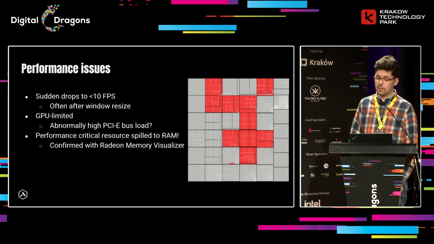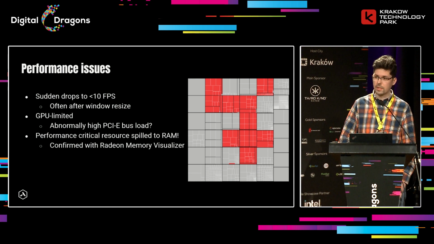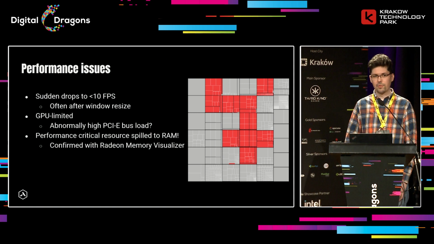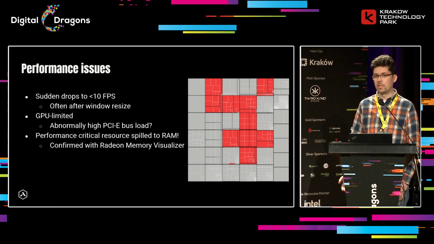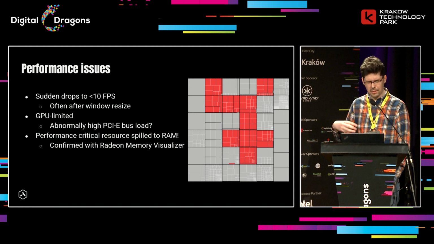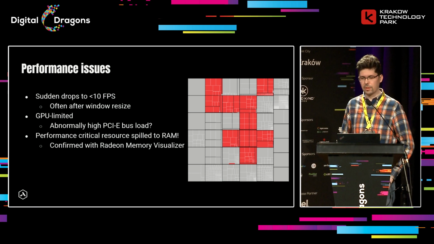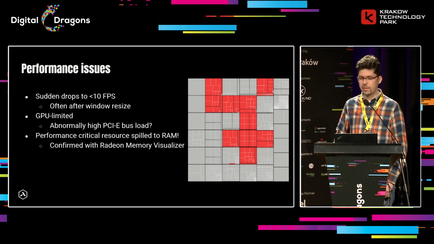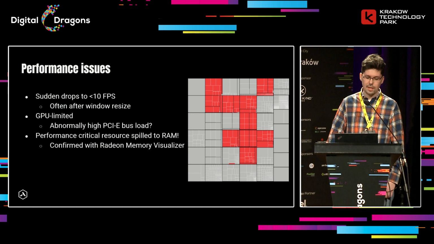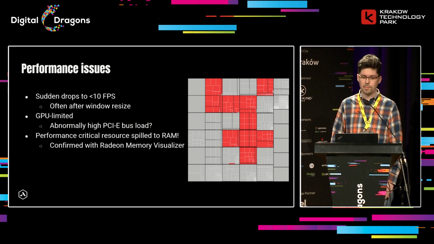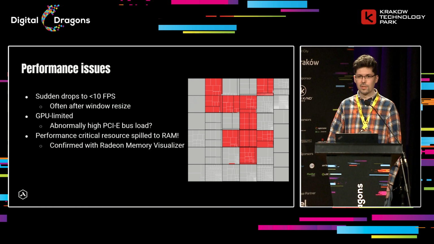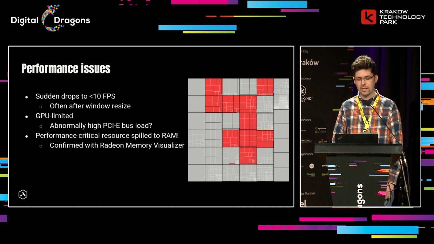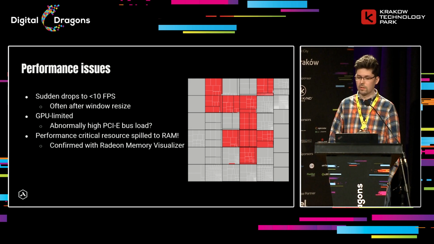And we would notice that we were completely GPU limited, like 100% GPU load in all programs that could report that. But if you looked at, for example, on an NVIDIA GPU, GPU-Z, which is a small program for measuring performance, you could notice that there was an extremely high PCI Express bus load, which implies that there was a lot of memory being read over PCI Express from RAM. And we then figured that some of our performance critical resources like render targets had been spilled to RAM.